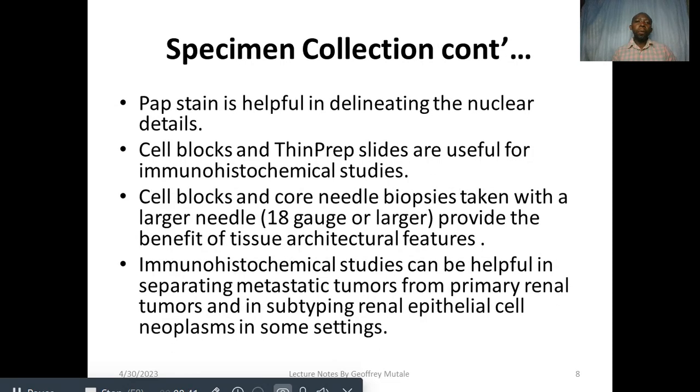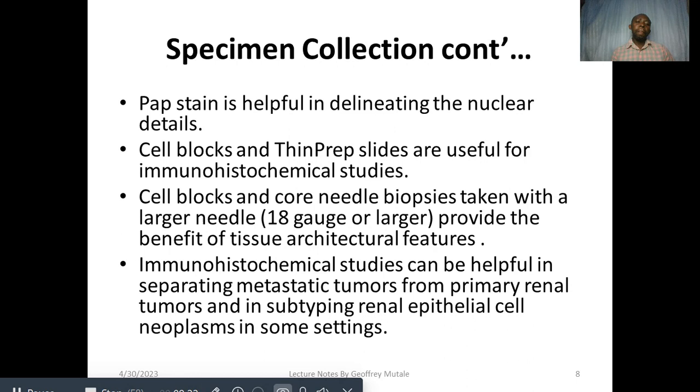So PAP stain is also very helpful in delineating the nuclear details, as we all appreciate that we actually have clear images and clear staining when we use PAP, and clear identification of the different features within the cell. So cell blocks and thin preparation of slides are useful for immunohistochemical studies. Cell blocks and core needle biopsies taken with a larger needle of 18 gauge or larger will provide the benefit of tissue architectural features.